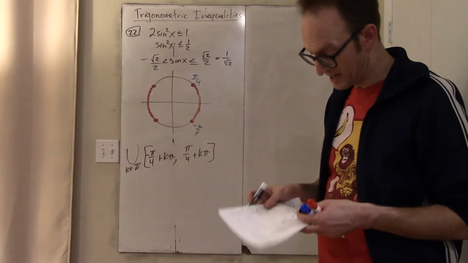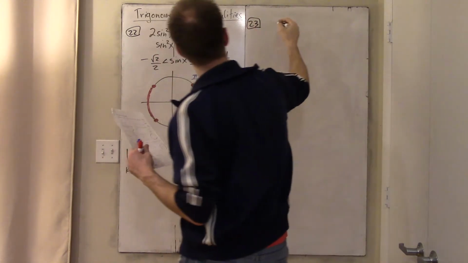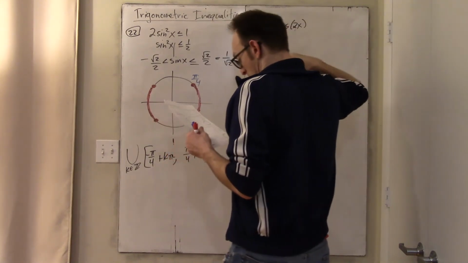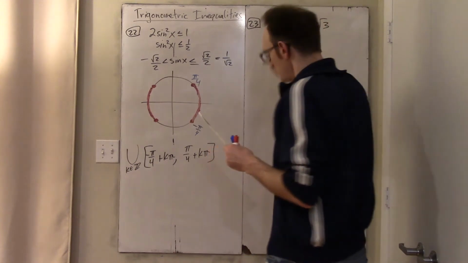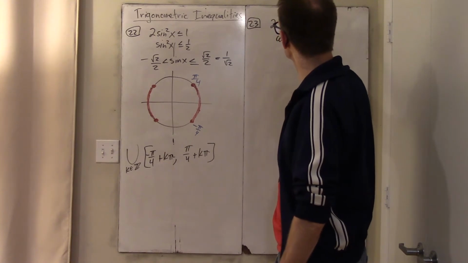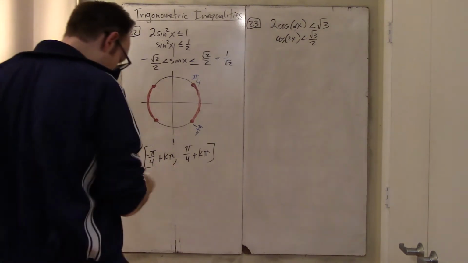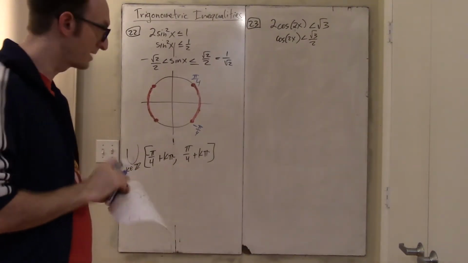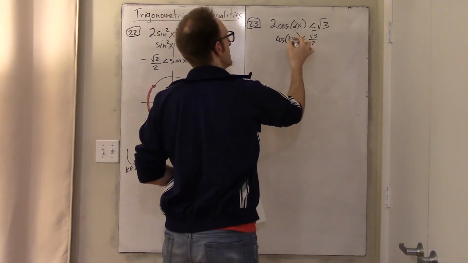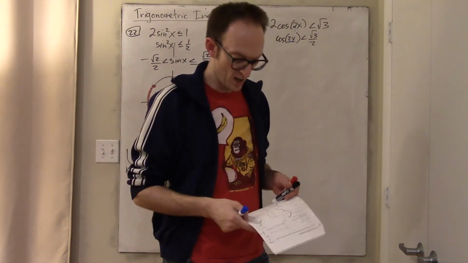Okay, good. The last one has a bit of a twist to it. This is 2 cosine 2x is less than root 3. So what should we do? Well, the first thing I can do is rewrite this as cosine 2x is less than root 3 over 2. This is what makes it tricky, because there's something else in here. When you see this, you might not know what to do, or kind of panic. Well.